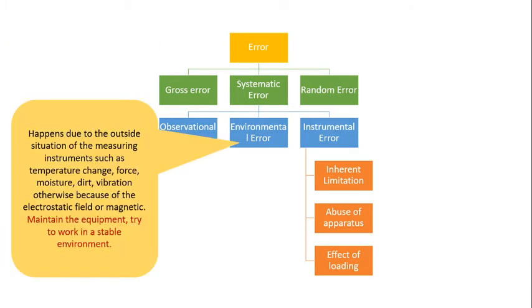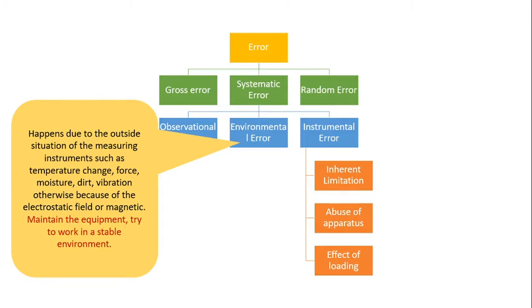Environmental error happens due to outside situation of the measuring instrument, such as temperature change, force, moisture, dirt, vibration, or because of electric field and magnetic field in the vicinity. They also take a toll on your apparatus. Your apparatus might get rust and sensitivity changes, etc. So to avoid this kind of error, you have to maintain your equipment and try to perform your experiment in a stable environment. For example, not in the close proximity of a very strong electric or magnetic field, and doing the experiment during that part of the day where the temperature fluctuates less.